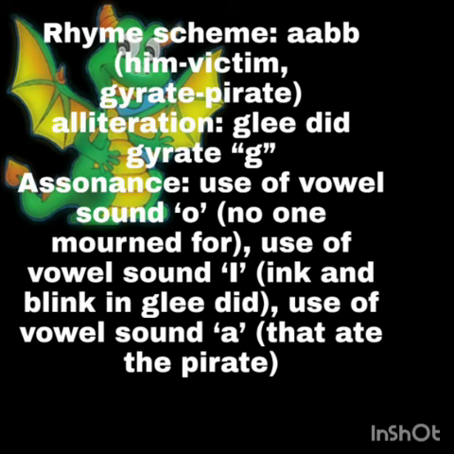So out here the rhyme scheme again is AABB: him, victim, guide it and pirate. Alliteration is glee, guided, the sound of G. Assonance, use of vowel sound O, which comes in no one mourned for. Use of vowel sound I in Ink and Blink, in glee did. Use of vowel sound A again, that ate the pirate. Now moving on to the next stanza.